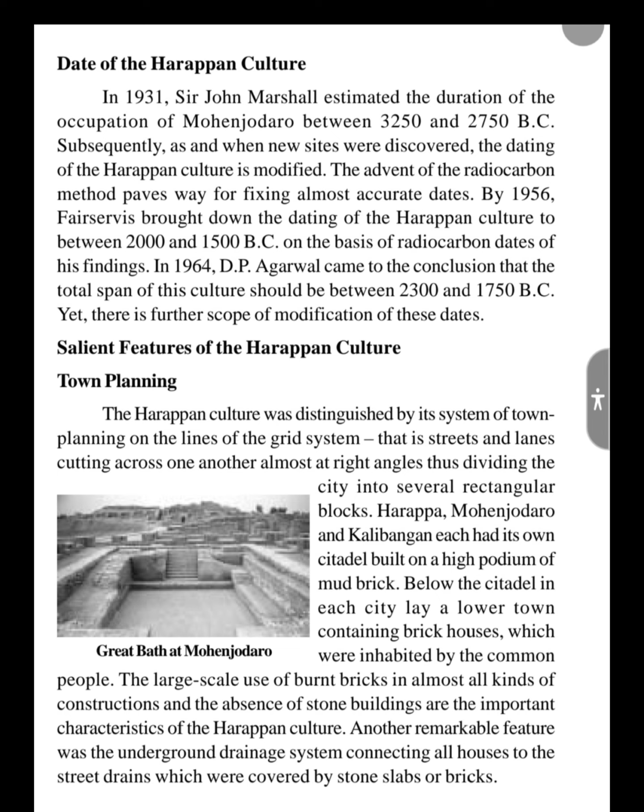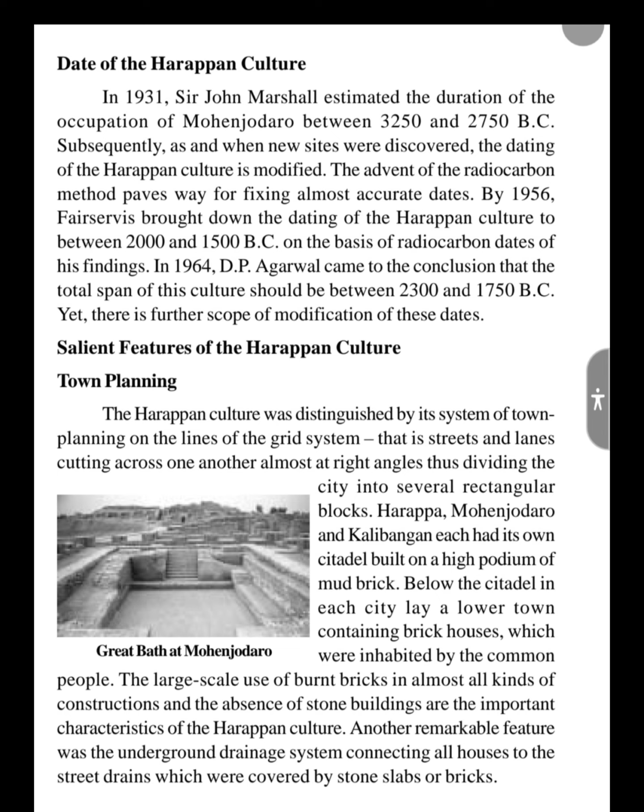Salient features of the Harappan culture: town planning. The Harappan culture was distinguished by the system of town planning on the line of the grid system, that is, streets and lanes cutting across one another at right angles, thus dividing the cities into several rectangular blocks.